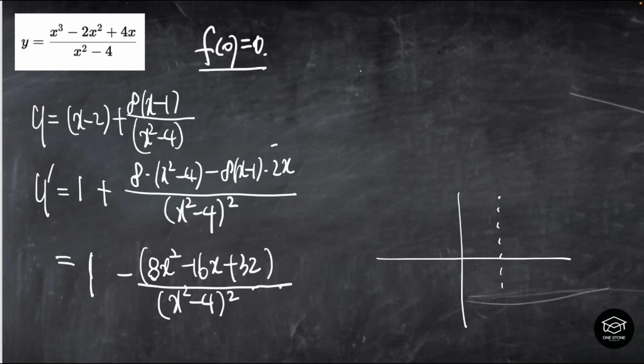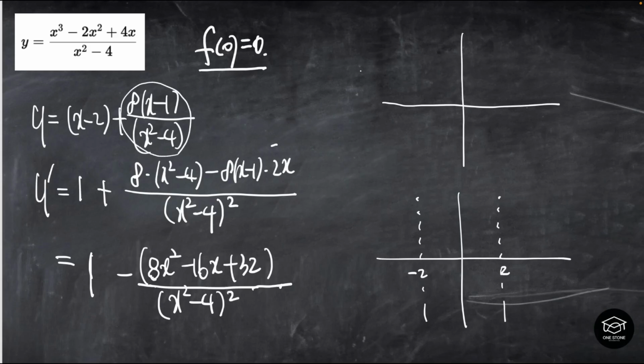Now for the slant asymptote. From the simplified form, we see that as x becomes very large or very small, the fraction gets closer to 0. So the function approaches y equals x minus 2. That is the slant asymptote.